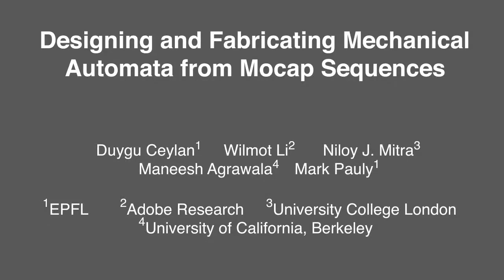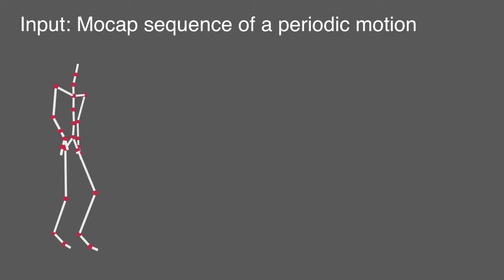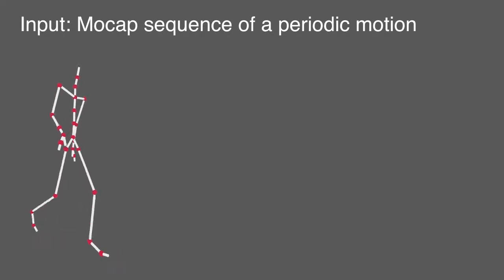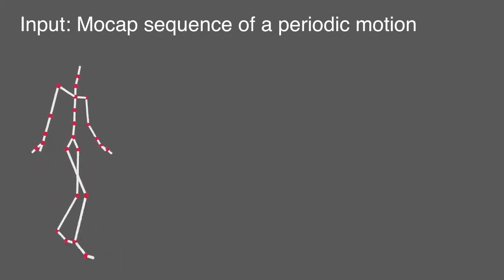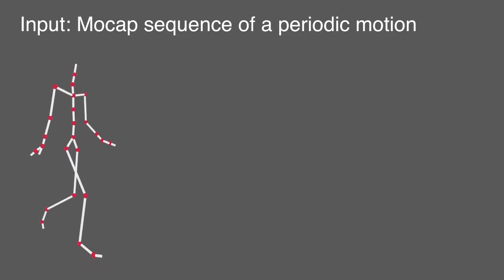We present an automatic system to generate mechanical figures that mimic human motions. The input to our system is a periodic motion sequence of an articulated 3D human figure.